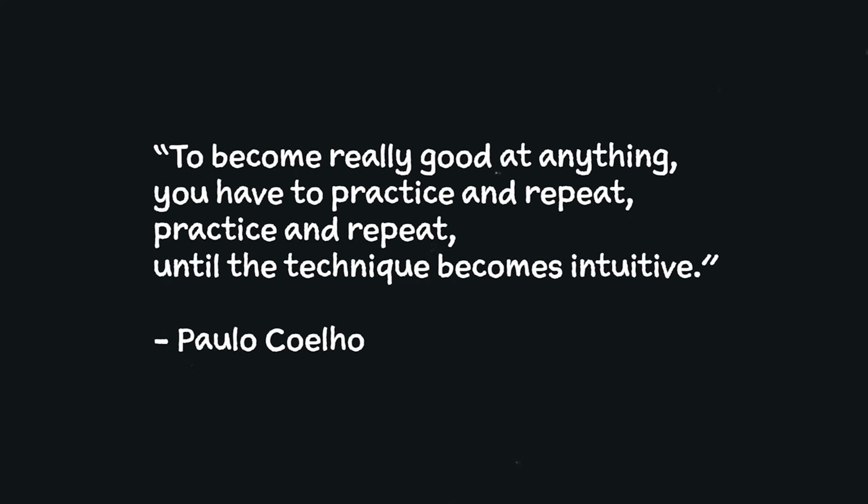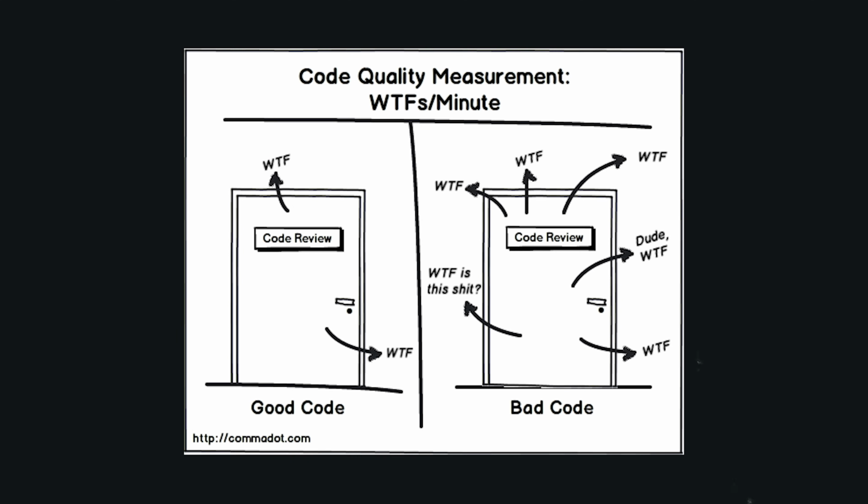And lastly, get feedback from other developers, especially developers that are more experienced than you. It's easy to feel self-conscious about your code, especially when you really care about it. But the more you do this, the faster your what the fucks per minute will decrease.